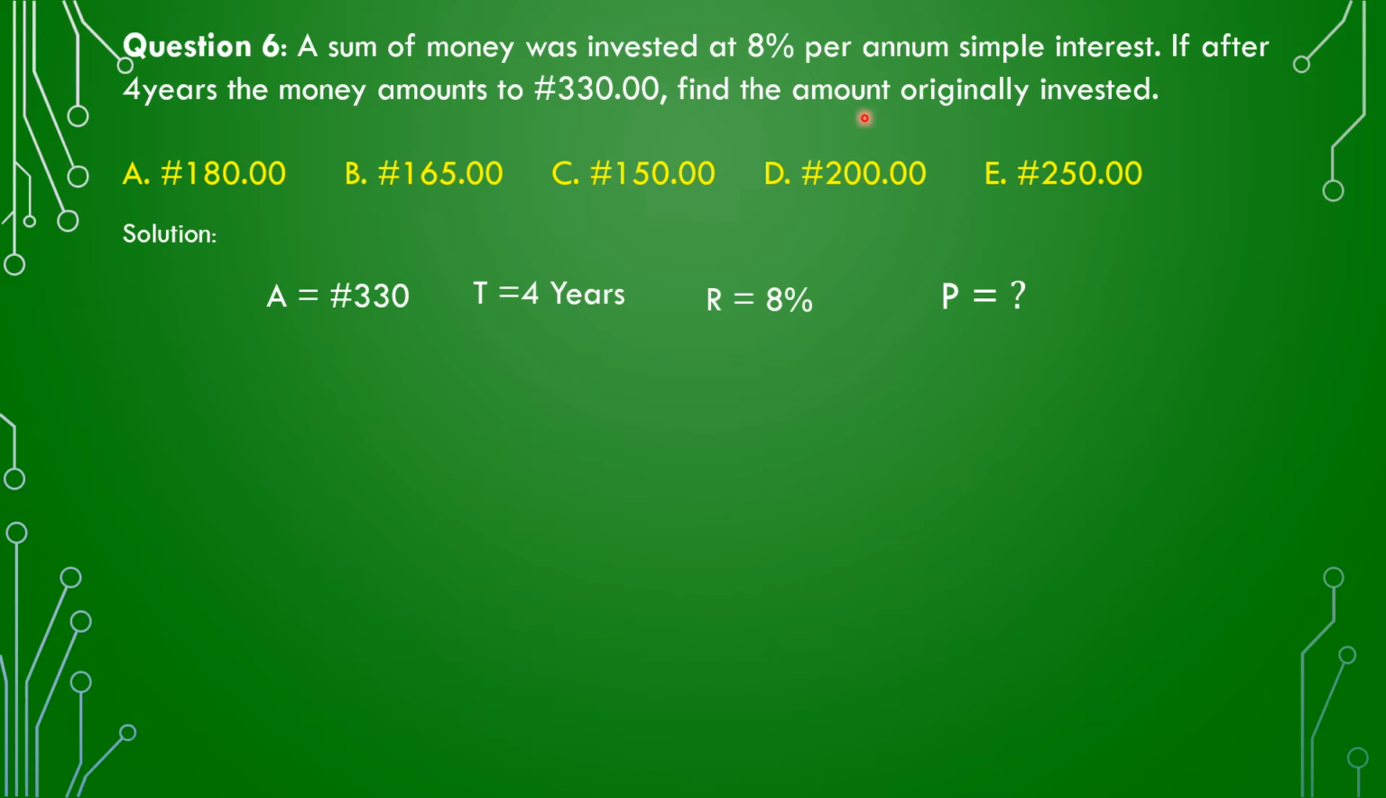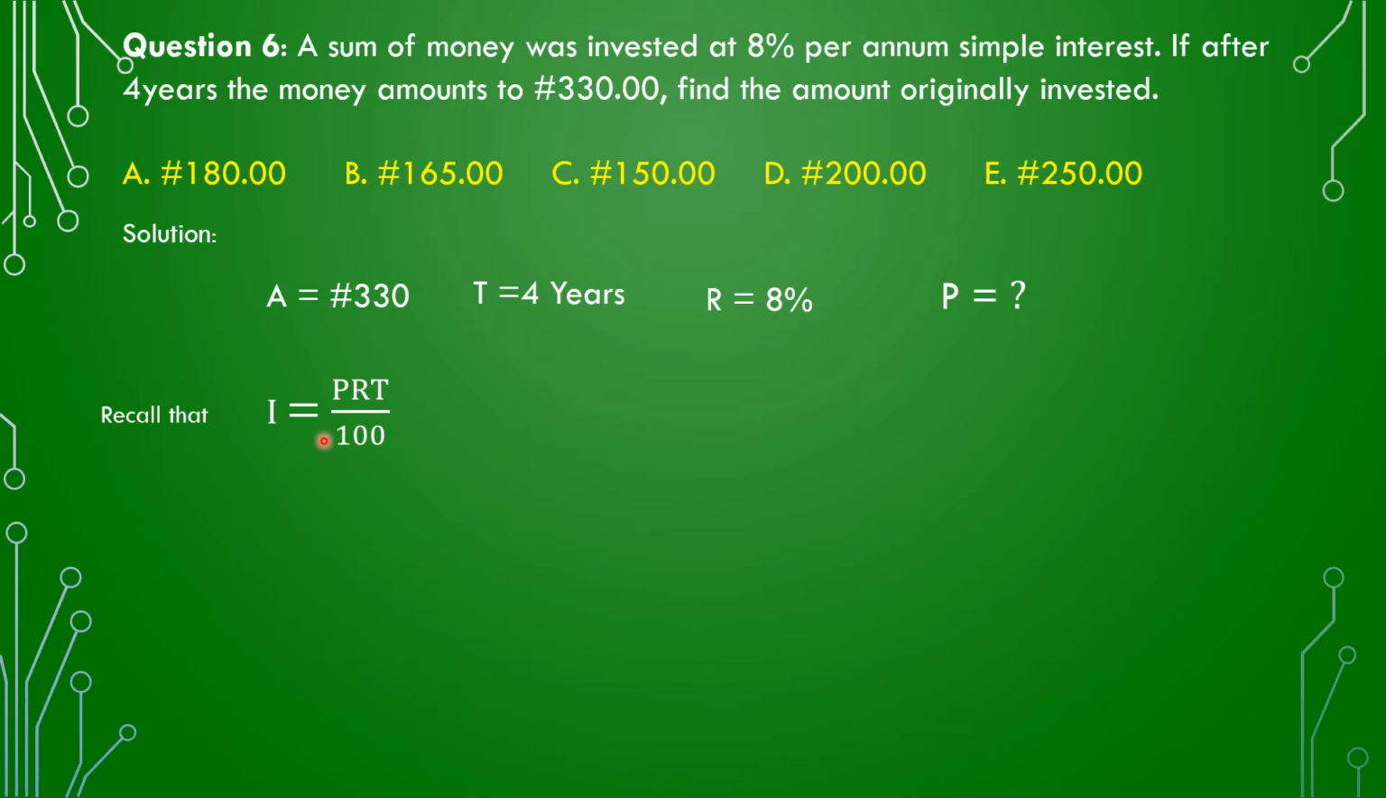Don't be confused by this word amount. Find the amount originally invested, the initial money being the principal. That's why we are looking for the principal. Here it says after 4 years the money amounts to, which is the amount, which is the principal plus the interest. So let's go further.